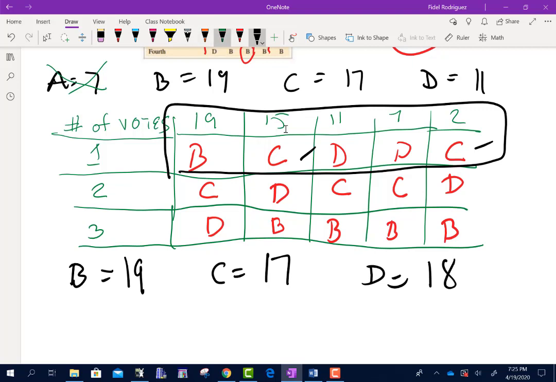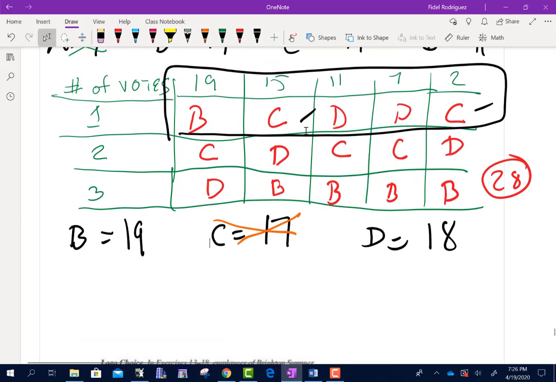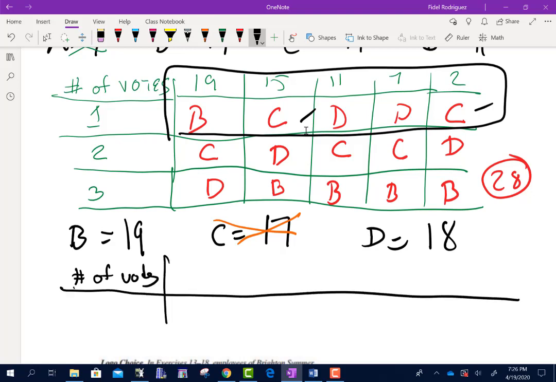Remember, my majority was somebody needs to get 28 votes or more. Well, nobody's getting 28 votes. So I'm going to look and say, which is the one that has the least number? Well, Camille had the least number, okay? I'm going to make another table. I'm going to try to make this table a little bit smaller just because I'm running out of room. Number of votes, okay? And I'm still going to keep my same numbers. So I'm going to go 19, 15, 11, 7, and 2.